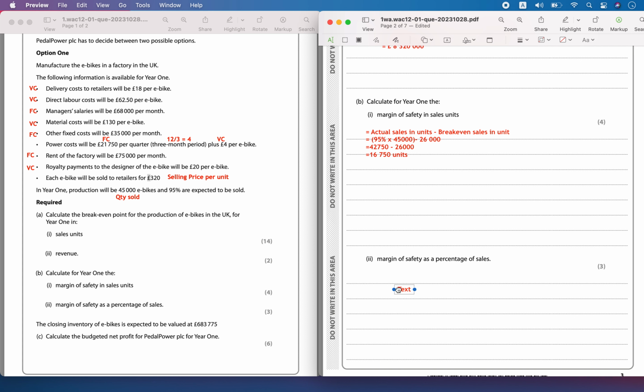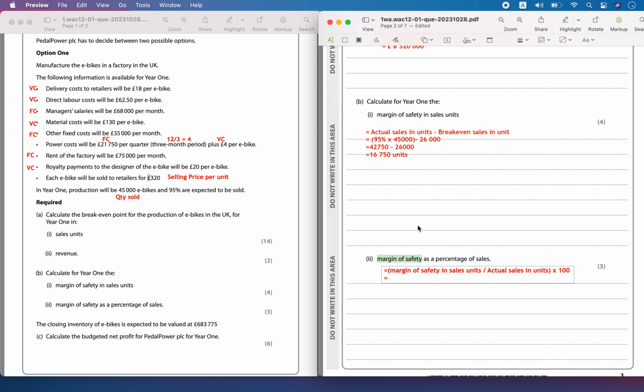So let's calculate. Here it is calculated as the margin of safety in sales units, which you had calculated, divided by the actual sales in units, times 100. So this gives us the percentage that was achieved for the margin of safety with respect to the actual sales.